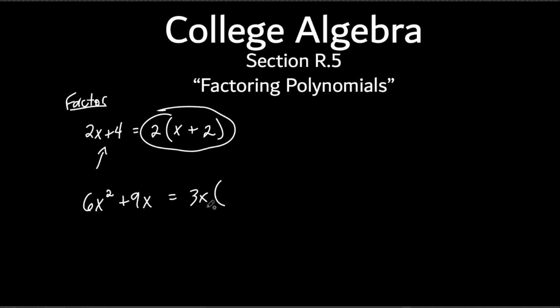Put a parentheses. Now, let's find out how many times that 3x divides into this. Well, it's simple. 6 divided by 3 is 2, and x squared divided by x is x. Put a plus. Do the same thing here. We're dividing this by 3x. So 9 divided by 3 is 3. x divided by x is 1. 3 times 1 is 3. There it is. It's factored.